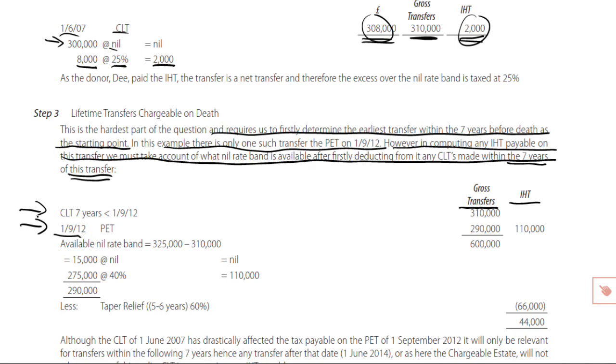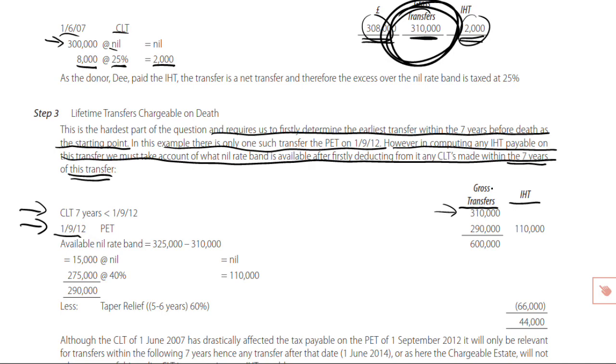That date is the 1st of September 12. In the 7 years before it, we had this, the CLT, with a gross transfer of 310. So that is effectively the cumulative total that existed at the time this PET was made. Now you can see what difference this makes.